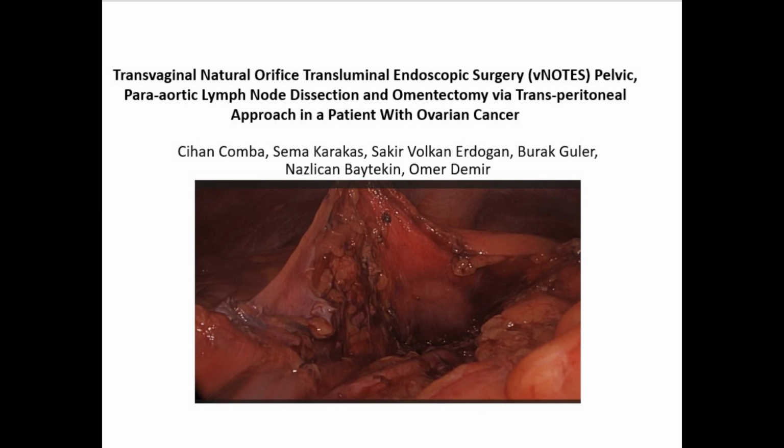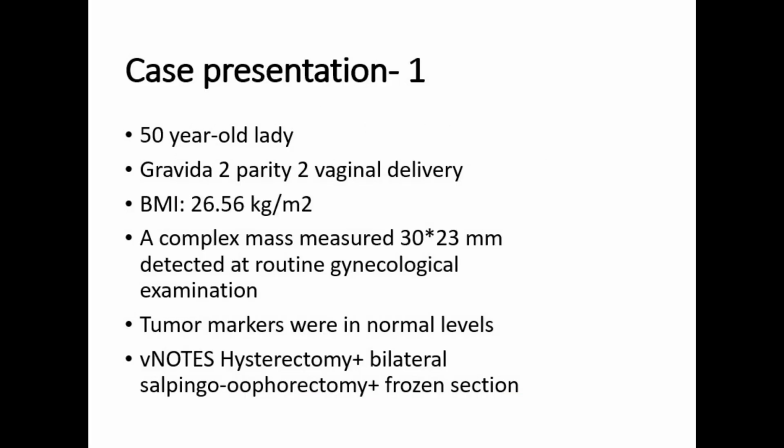We would like to present a video of transvaginal natural orifice transluminal endoscopic surgery, pelvic paraaortic lymph node dissection, and omentectomy in a patient with ovarian cancer. A 50-year-old female with gravidity 2, parity 2, vaginal delivery 2, and body mass index of 26.56 kilograms per square meter presented with complaints of pelvic pain.